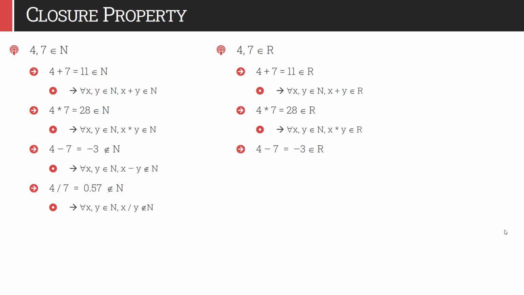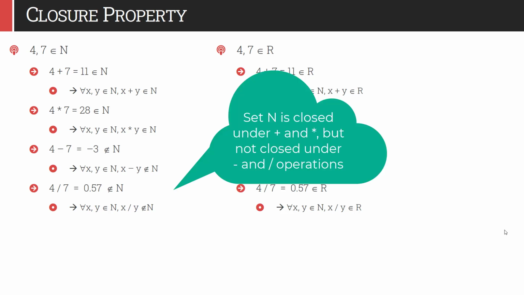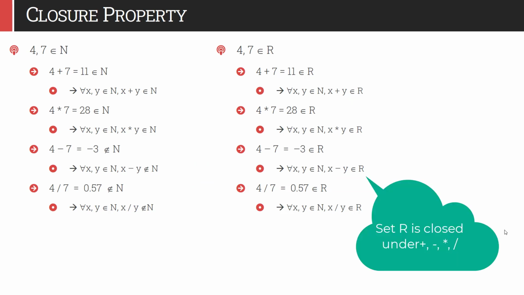And 4 minus 7 is minus 3. So minus 3 also belongs to capital R, because R is the set of real numbers, which includes negative and positive. So we will say that R is closed under the subtraction operation. Similarly, 4 by 7 is 0.57, and we know that it also belongs to capital R. So R is also closed under division. From this we can conclude that set N is closed under addition and multiplication, but it is not closed under subtraction and division, whereas set R is closed under all these discussed arithmetic operations.